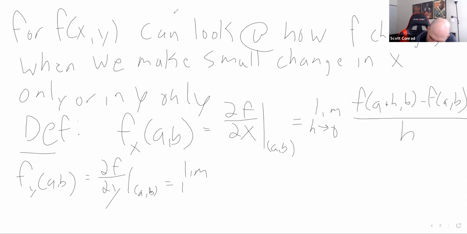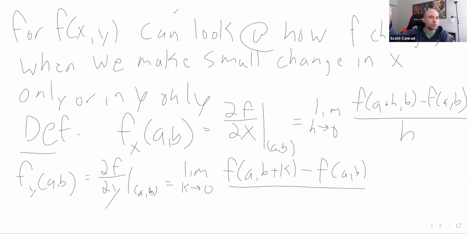So that's the limit. We'll call it k because the book calls it k. We'll see why later when we get to directional derivatives, but it doesn't really matter. So f of a, now we change y by a little bit. So f of a, b plus k minus f of a, b. So we've left x at a. We're changing y from b to b plus k, and then we're looking at how the function is changing. That's the numerator. Divided by how y is changing, by k. And then we take the limit as k goes to 0.